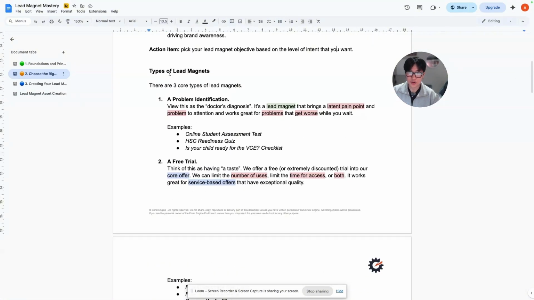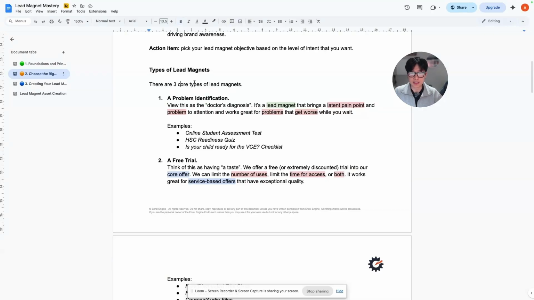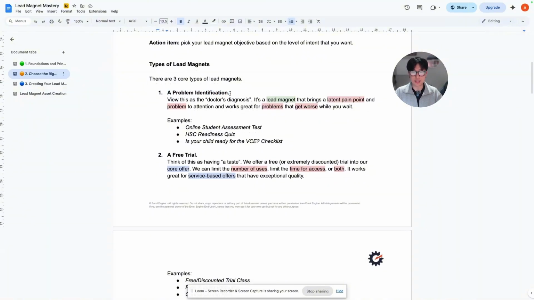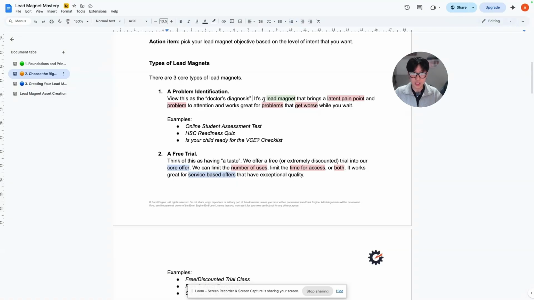Cool. So now let's actually talk about the types of lead magnets that exist. There are 3 core types of lead magnets, broadly speaking. The first one is a problem identification. I want you to think of this one as the doctor's diagnosis. When people have symptoms, they usually turn up to the GP or the doctor explaining their circumstances and the situation, and the doctor gives them a bit of a diagnosis on exactly what the problem is and how to solve it. That's what we want our lead magnet to do for this type of lead magnet.